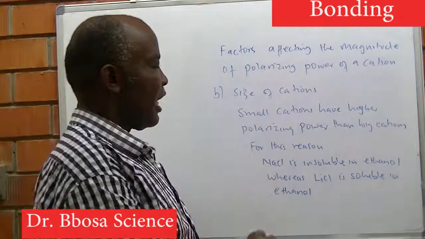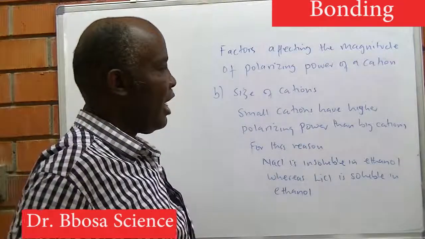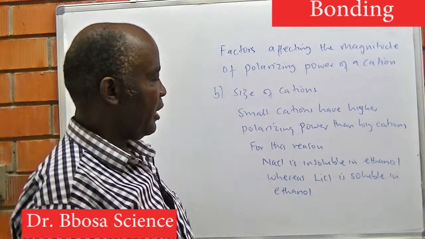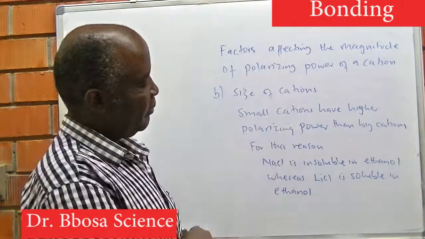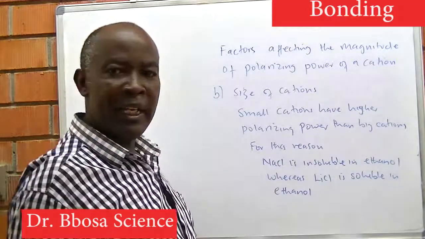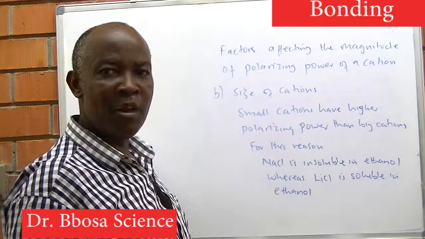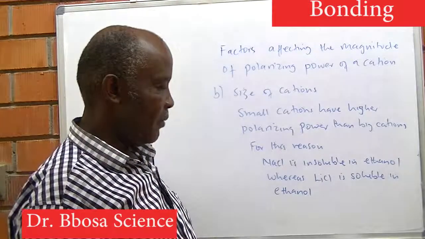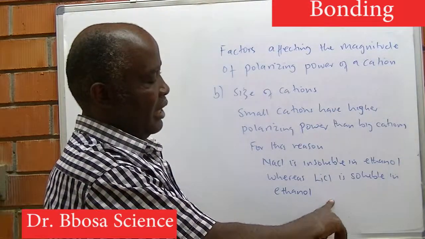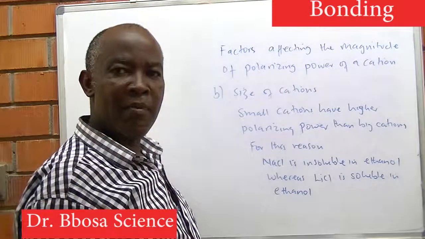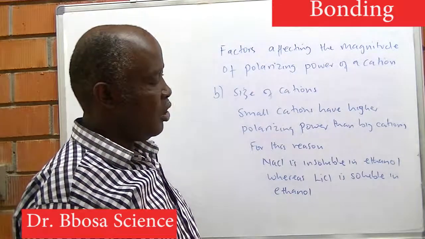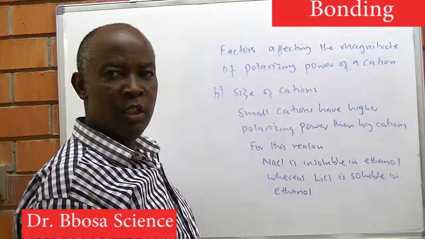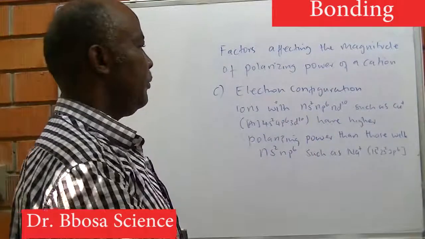B. Size of a cation. Smaller cations have higher polarizing power than big cations. For the same reason, sodium chloride is insoluble in ether, meaning that sodium chloride is more ionic than lithium chloride, which is soluble in ether. The lithium ion polarizes the chloride ion, forming a partial covalent compound, which is soluble in ether, an organic solvent.